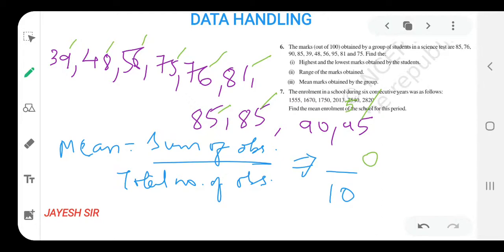31, 31 plus 8, 39, 39 plus 8, 47, 47 plus 7, 54, 54 plus 7, 61, 61 plus 5, 66, 66 plus 4, 70, and 70 plus 3 is 73. That means the sum of all the observations is 730. By dividing it by 10, we are getting the mean as 73.